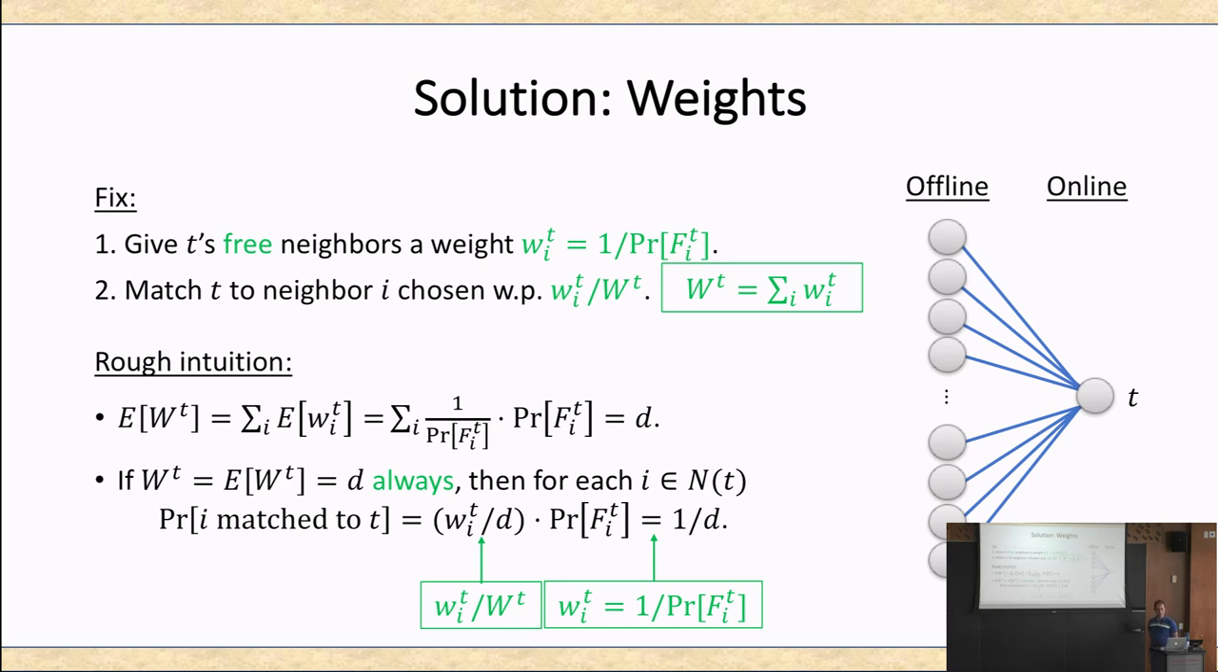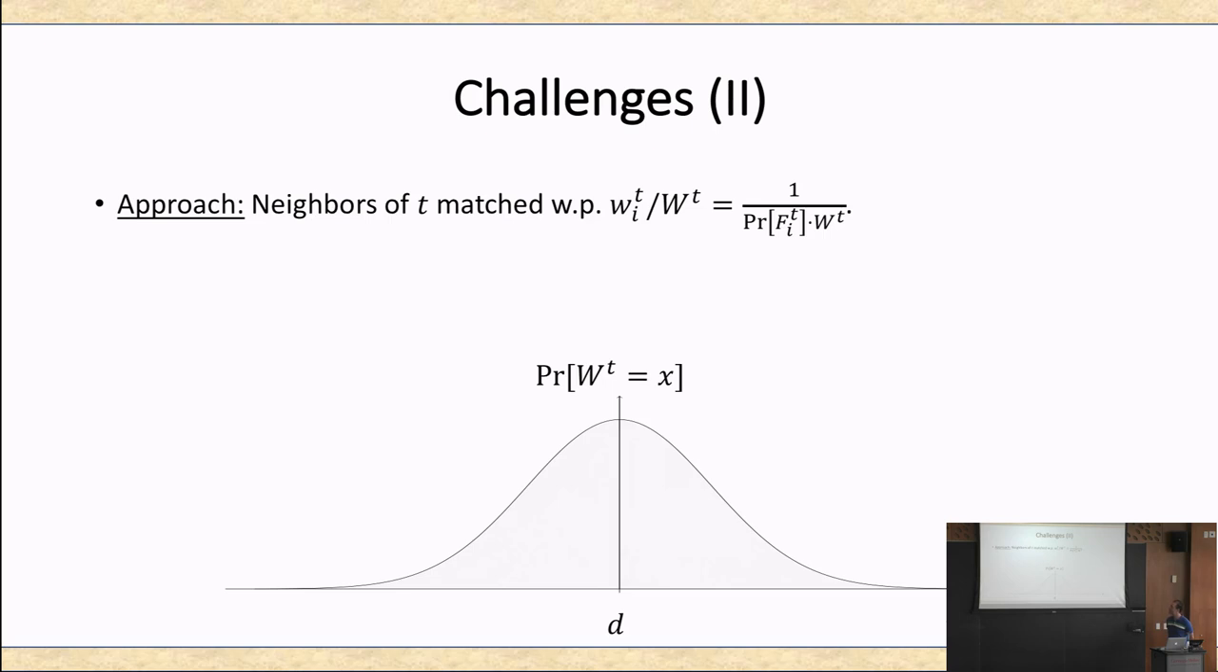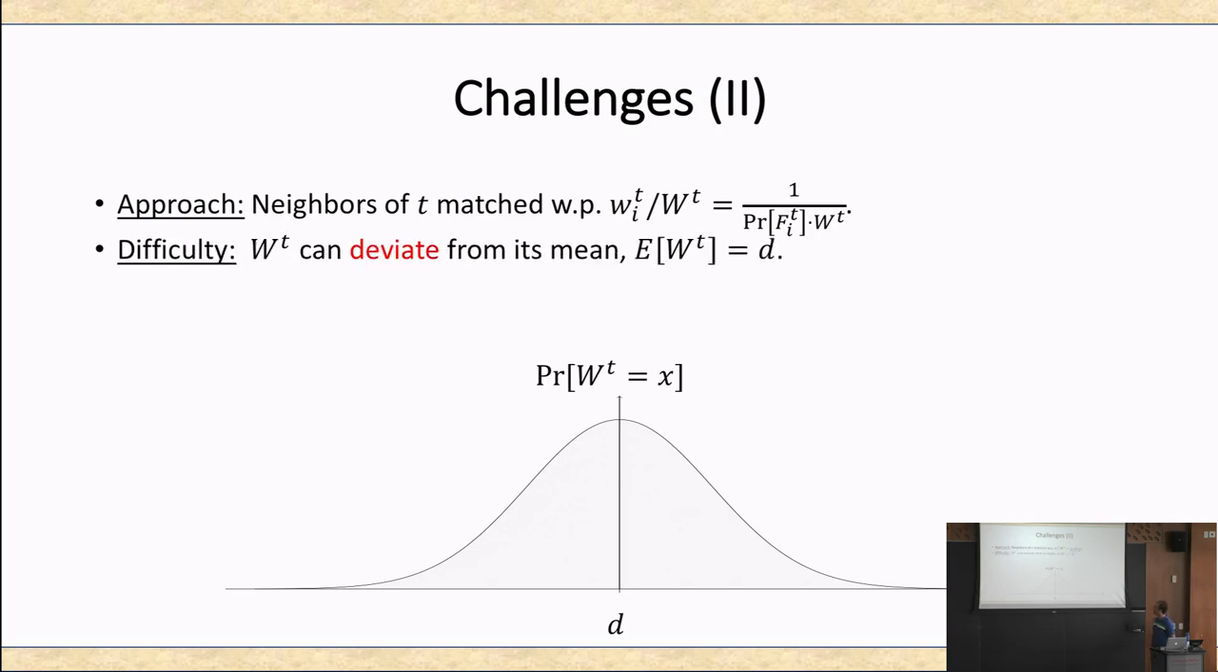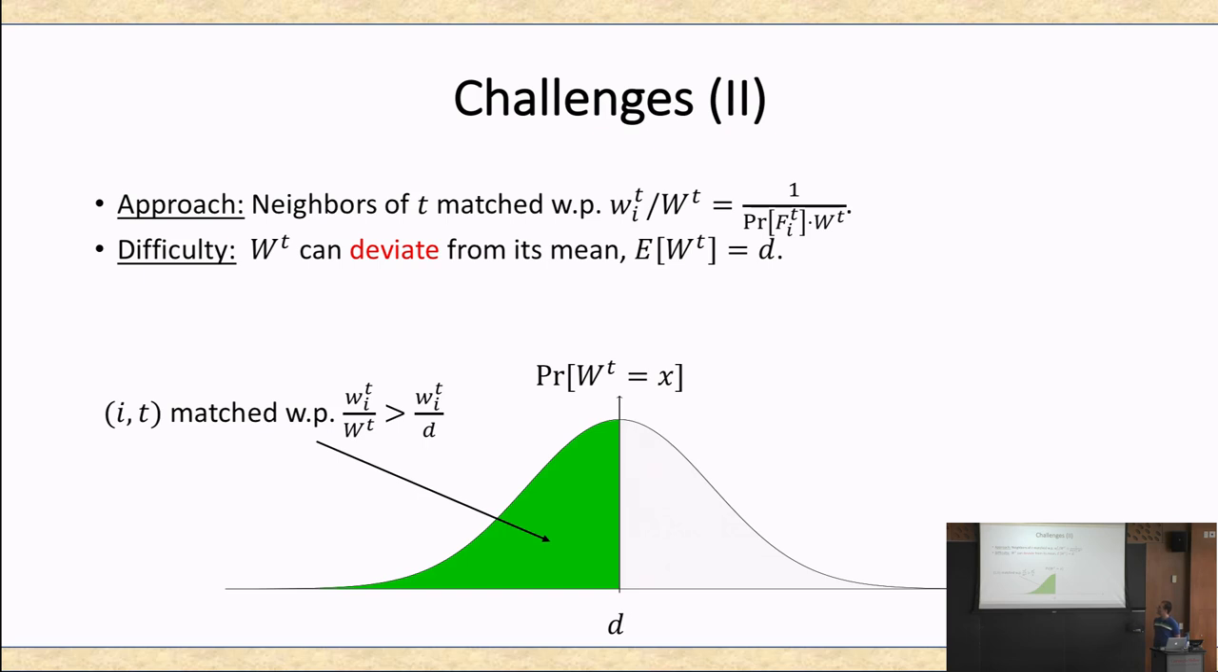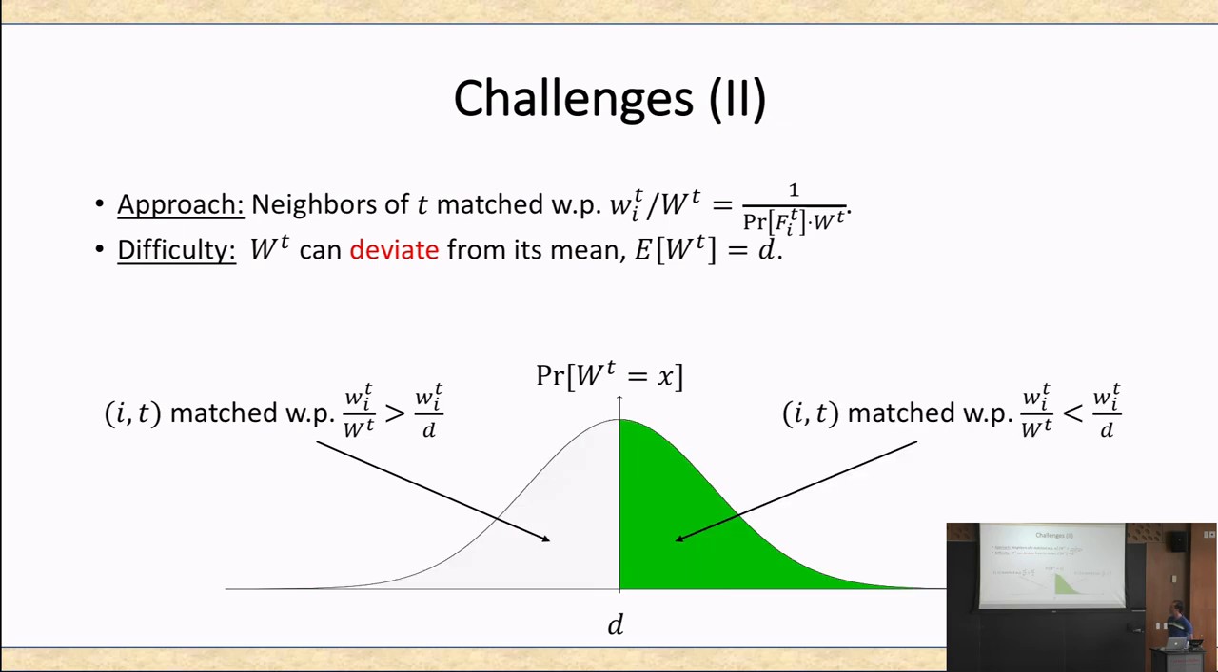Okay, so let's go over the second part of the challenges we'll face. Every neighbor of t will be matched with probability its weight over the sum of weights, which is going to be 1 over the probability of i being free times the sum of the weights. And the difficulty, as I said, is that the sum of weights can deviate from its expectation of d. Why is this problematic? Well, if it's lower than its expectation, then the edge it will get matched with probability strictly greater than w_ti over d, which will give us a probability greater than 1 over d of getting matched. And on the other hand, if it's higher, we'll get too low a probability of getting matched. Make sense?